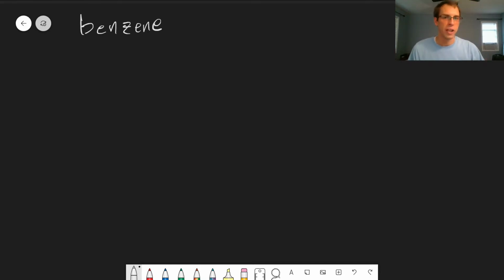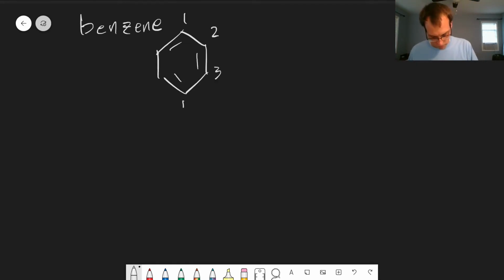The last molecule we'll look at in terms of Huckel theory is benzene, our favorite aromatic molecule. When we start looking at cyclic systems, we need to remember that if we label our carbons 1, 2, 3, 4, 5, 6, then 1 and 6 are now neighbors.